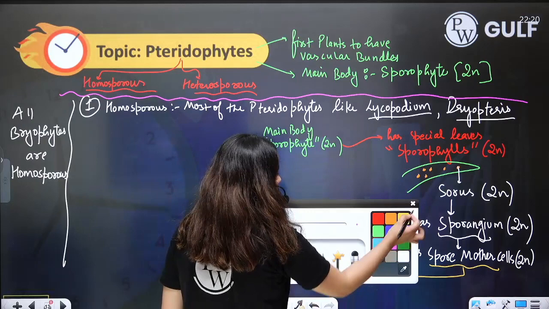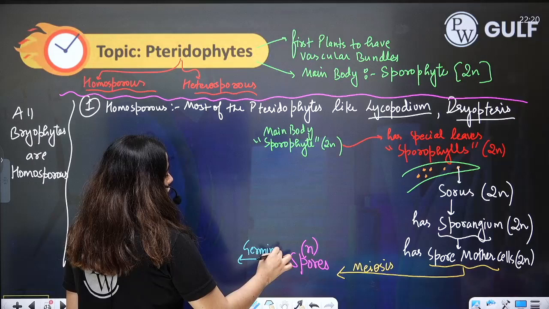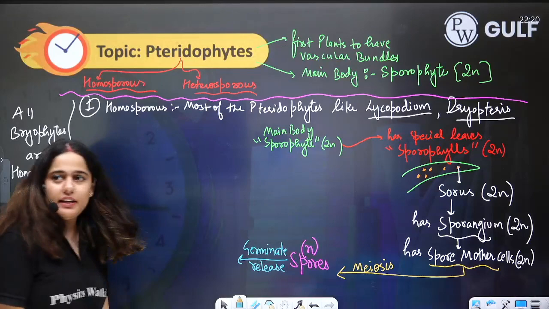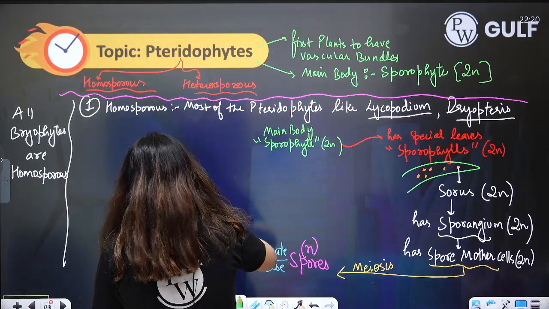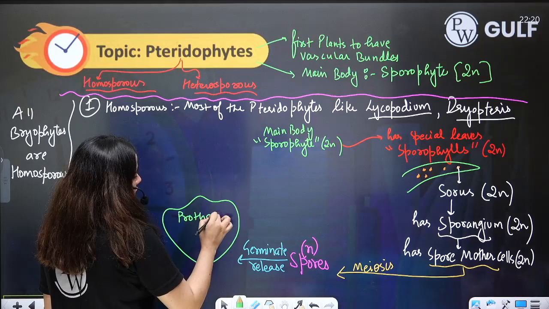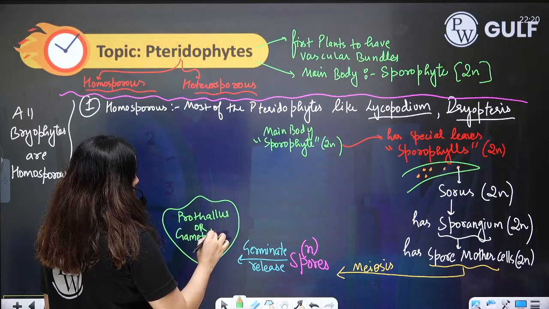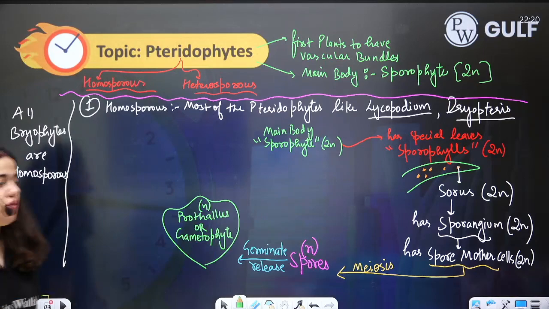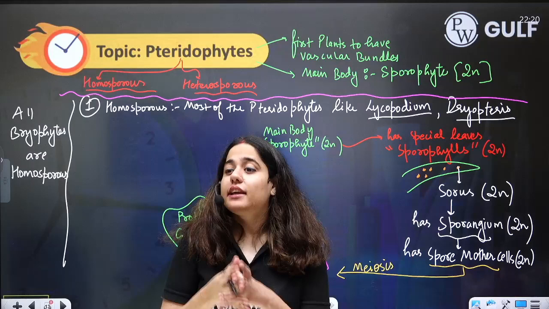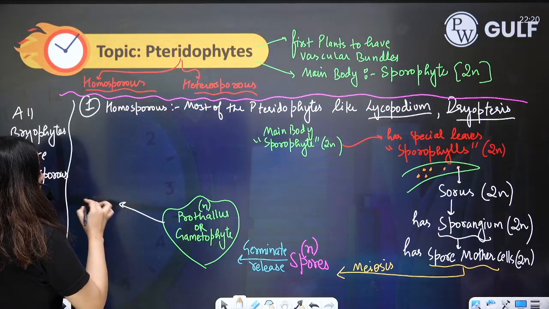Now, spores are released from the parent body and germinate into a structure known as prothallus or gametophyte. It is a haploid structure. Here you can see the size of the gametophyte is reduced. In algae and bryophytes, the gametophyte is the main body, but here its size is reduced. It will have archegonium.